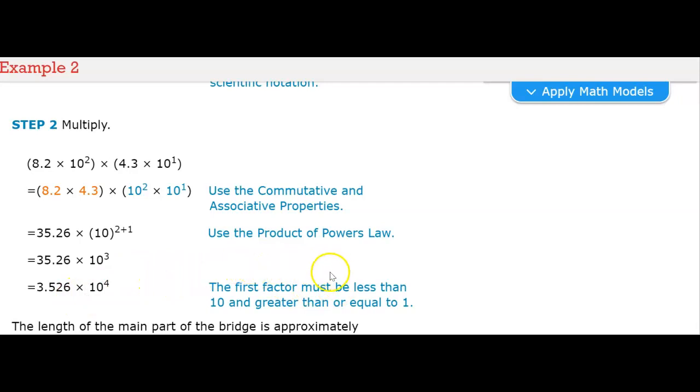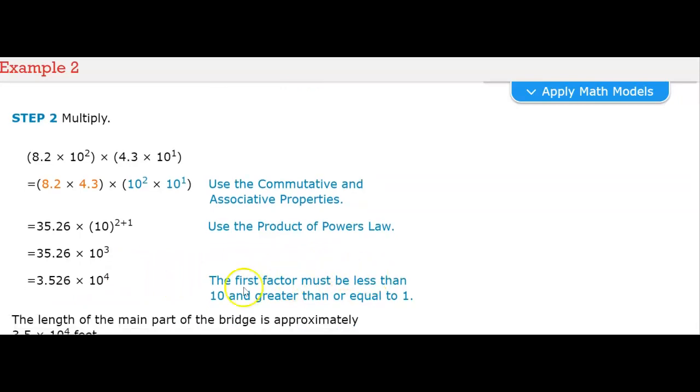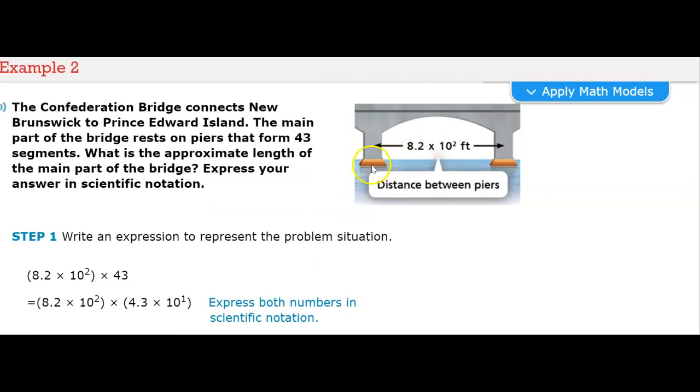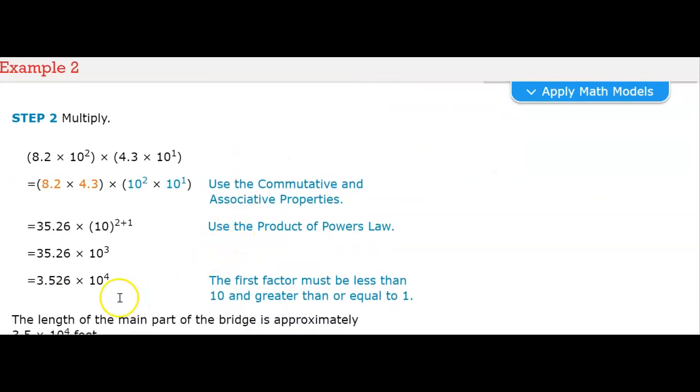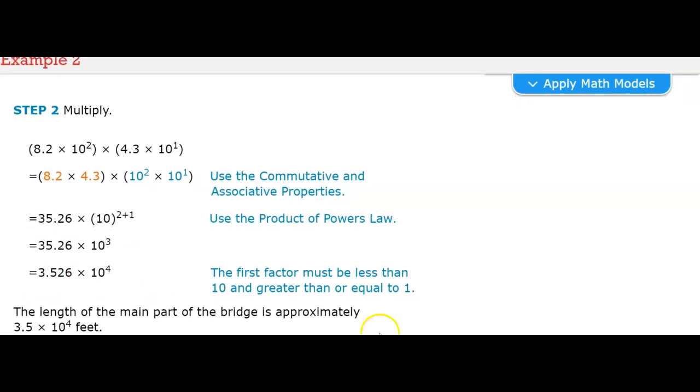But the first factor we have here, we want to have this in scientific notation, where there's only one digit before the decimal. So by moving over that decimal, our exponent here increases to 4. So the length of the main part of the bridge is approximately 3 and 5 tenths times 10 to the 4th power feet.